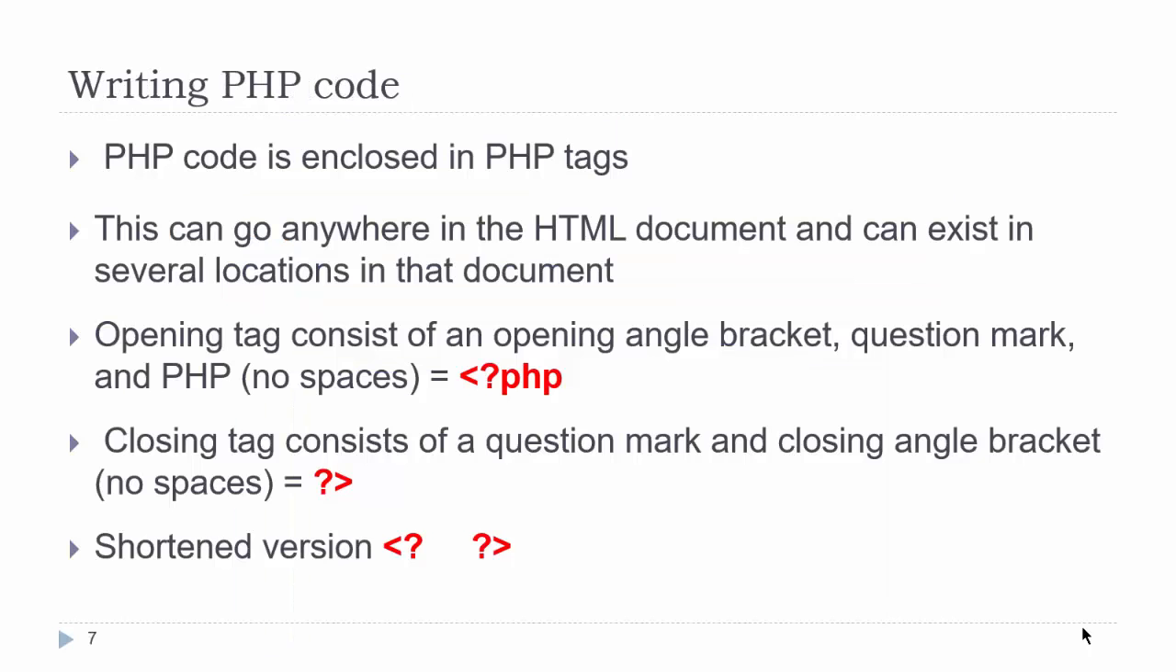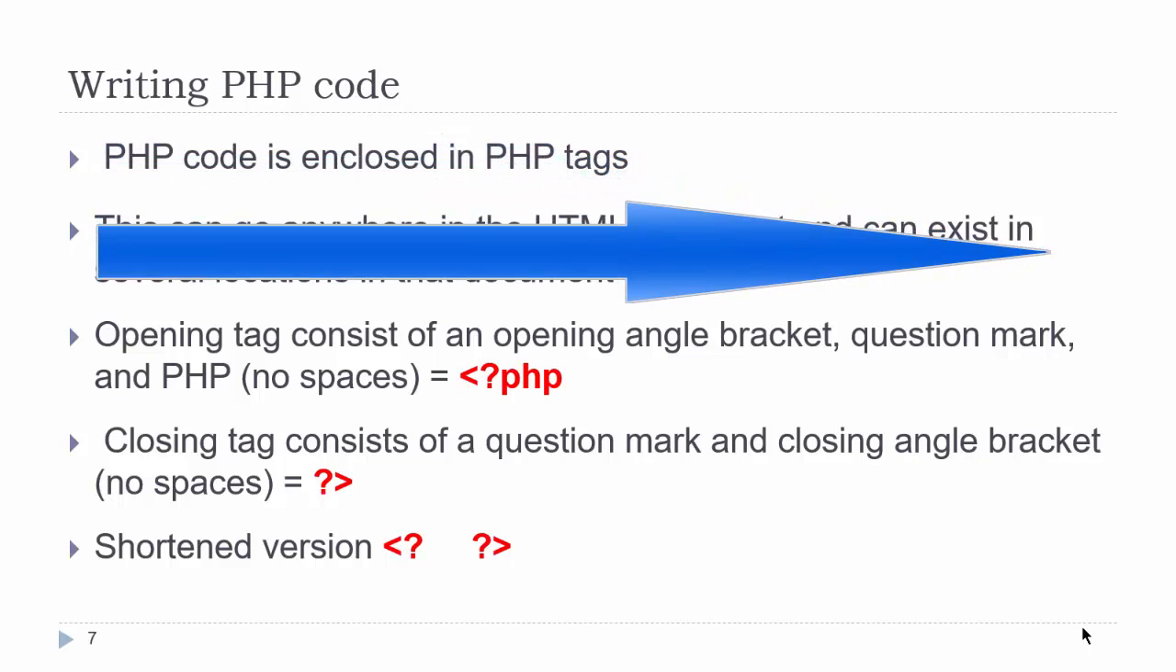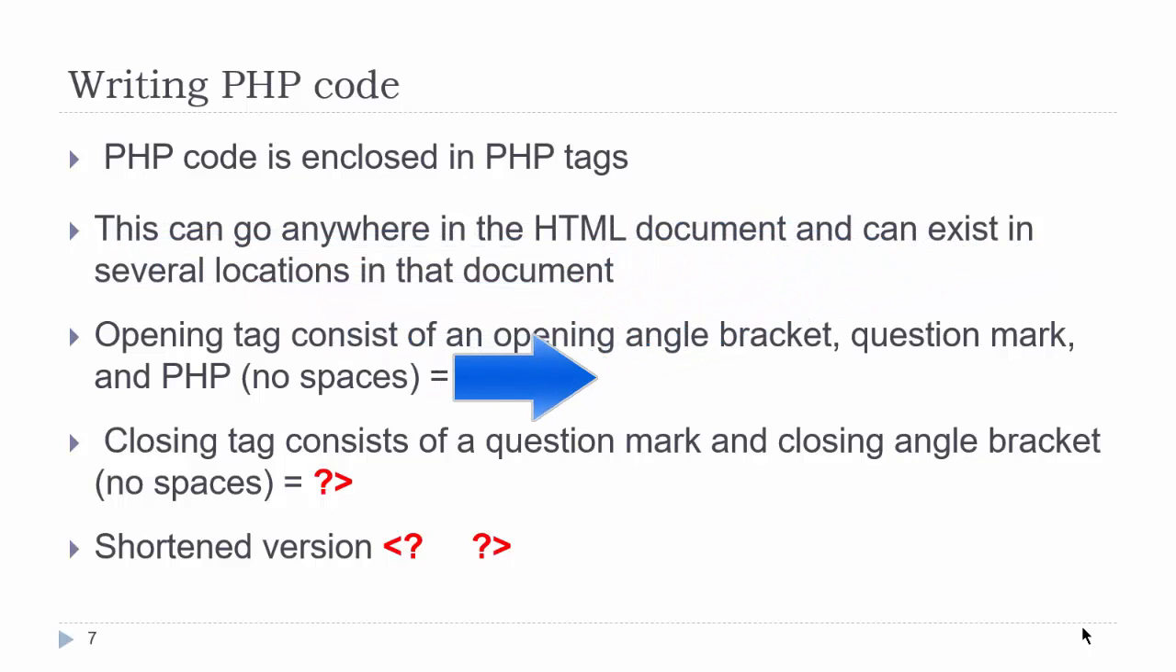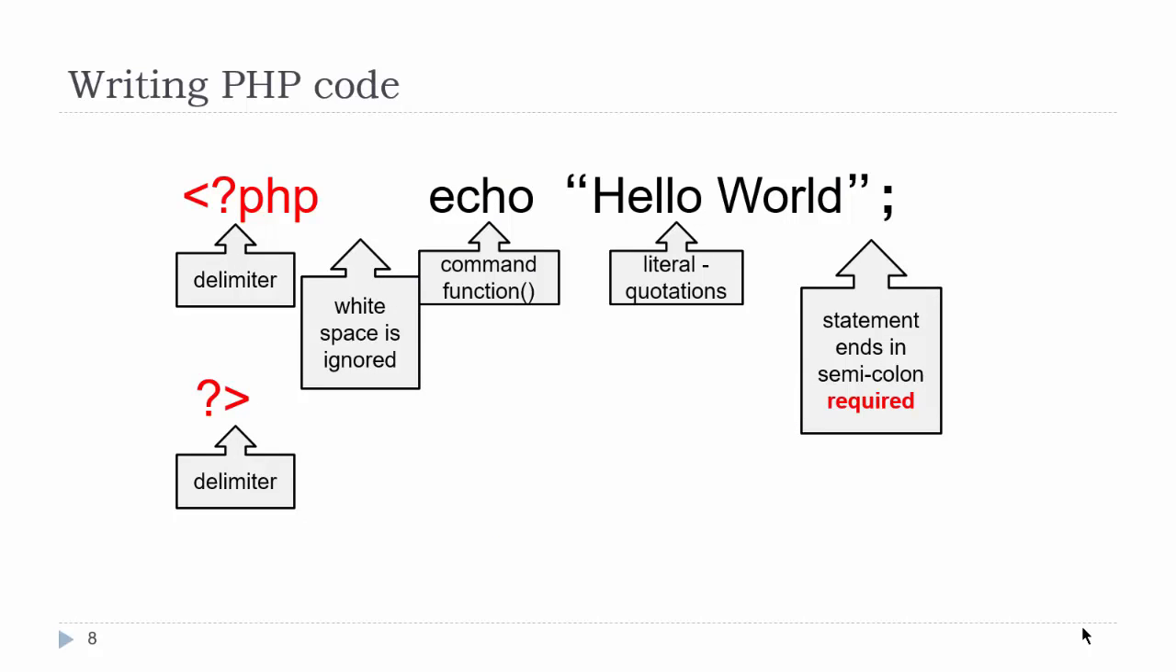So let's look at how we write PHP code. PHP code is enclosed in PHP tags. This code can go anywhere in the document and can exist in several locations in that same document. The code will be placed inside an opening tag and a closing tag. There is a shortened version which is not recommended due to its varying support on different platforms. So here we have the syntax of a line of PHP code where we have our opening and closing delimiters. Just like with an HTML document, white space is ignored.